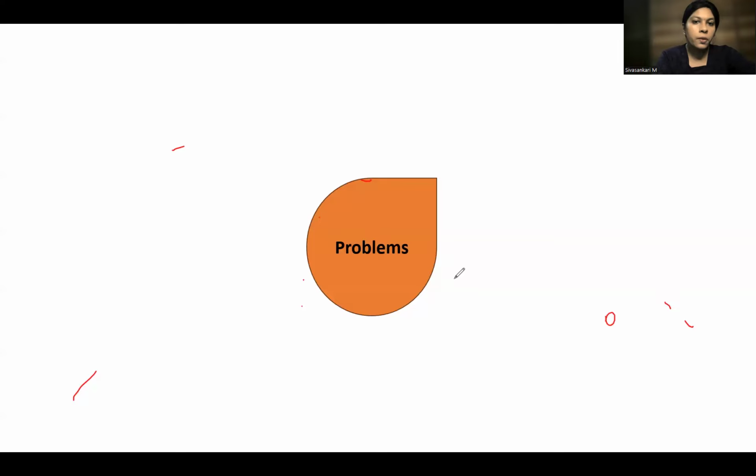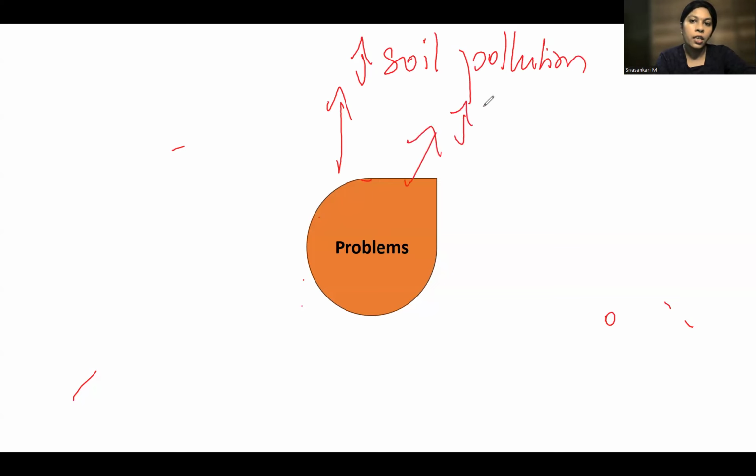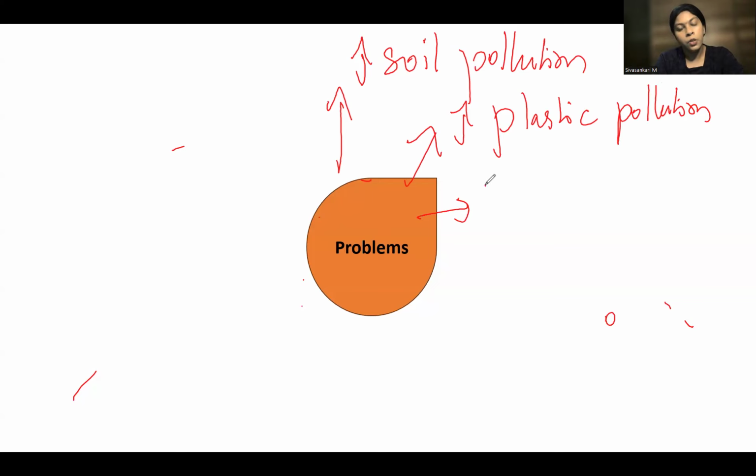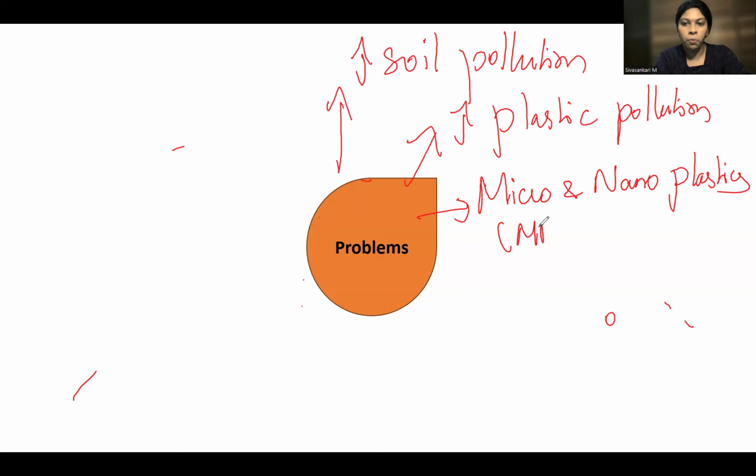See this, you have to note like this. What are the major problems I can discuss? First one is soil: it increases soil pollution. It increases plastic pollution. Immediately you can write that also. Not only soil pollution, not only plastic pollution, it is also a source of micro and nanoplastics. Previously we only talked about microplastics, but now we are talking about micro and nanoplastics, MNPs. Biggest problem is pollution.